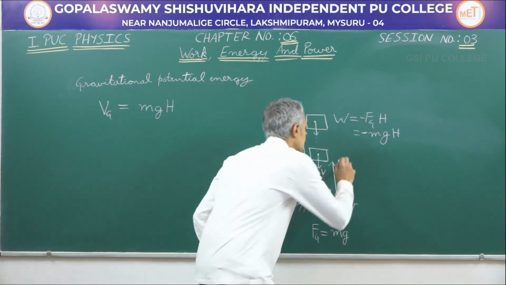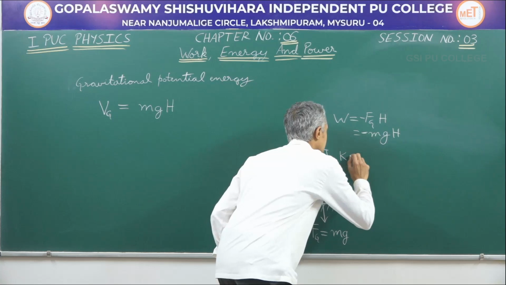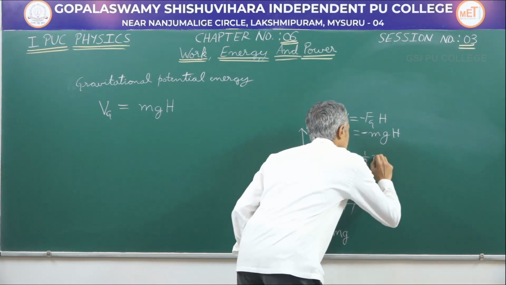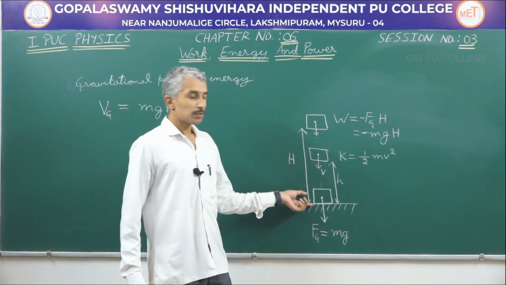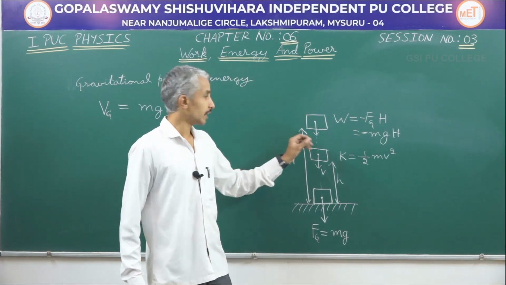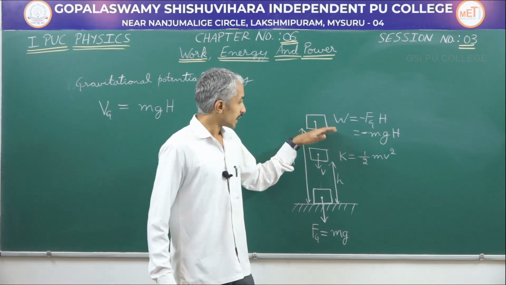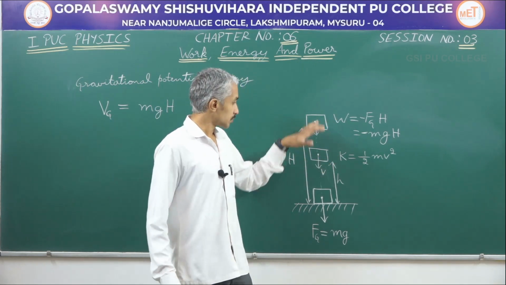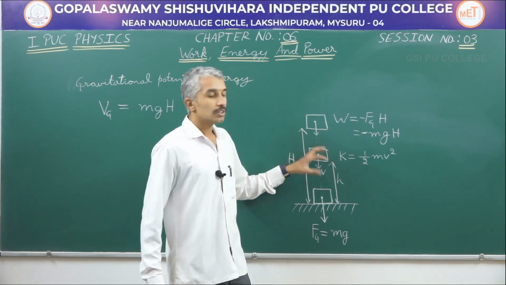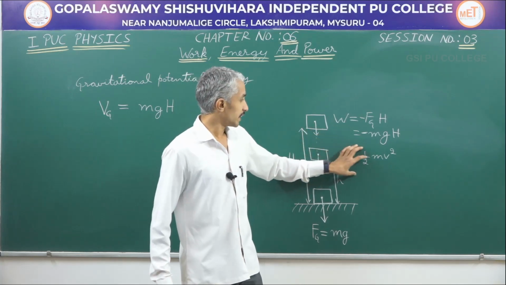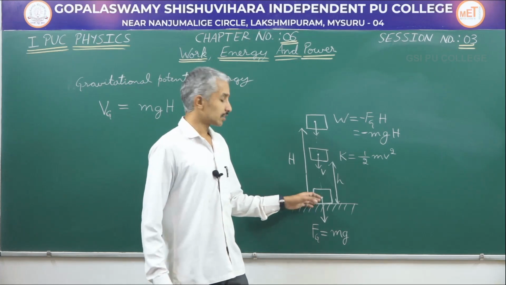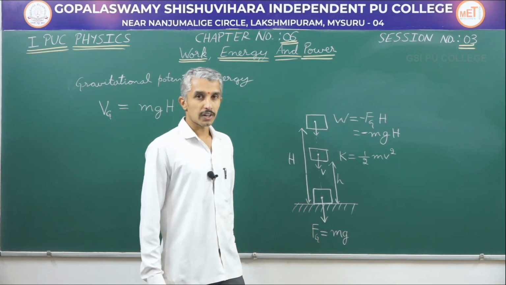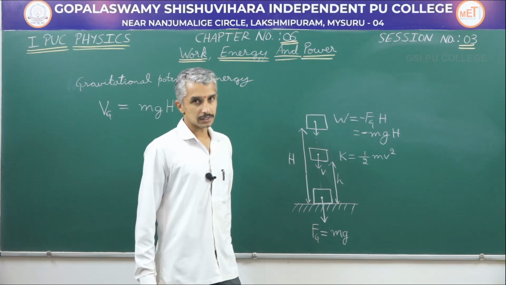So here it has gained a kinetic energy which is given by half mv square. So lift an object to a height h and release it, it again gains kinetic energy. It comes down, and as it comes down, its velocity keeps on increasing and it has gained kinetic energy. So whenever you are doing work against a conservative force, an object gains potential energy.